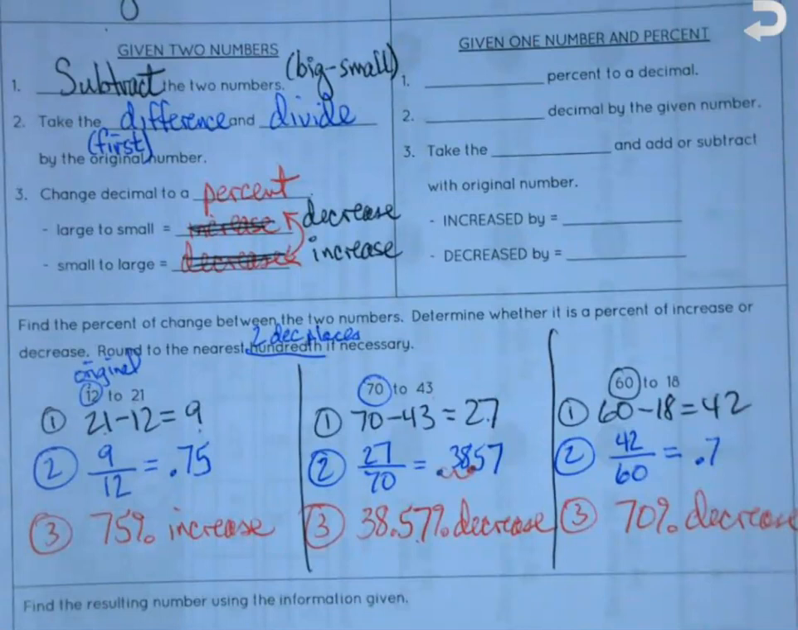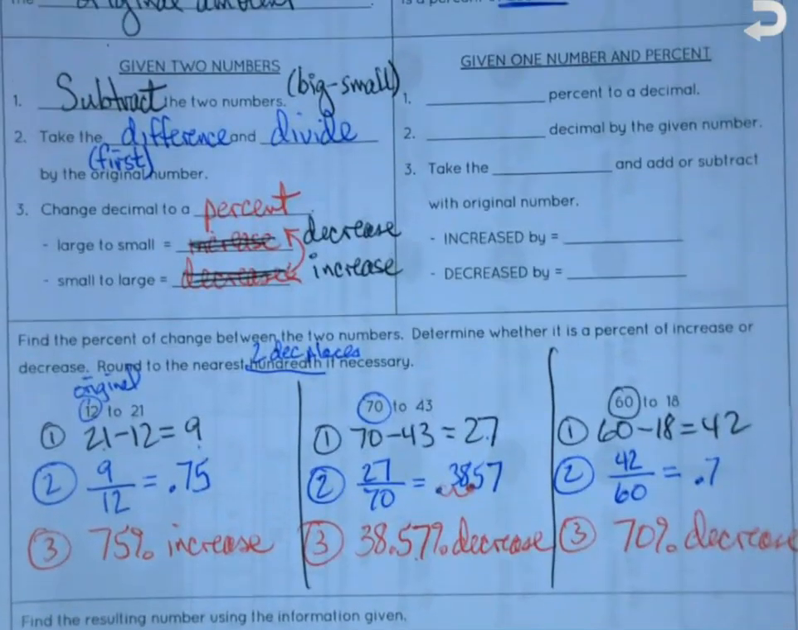Now, there's one more twist we can get in this, okay? You may not always be given 2 numbers. You may be given 1 number and a percent that it increased or decreased by. And we can still figure out what value we end up with by doing a couple of steps. So let's try this out again.